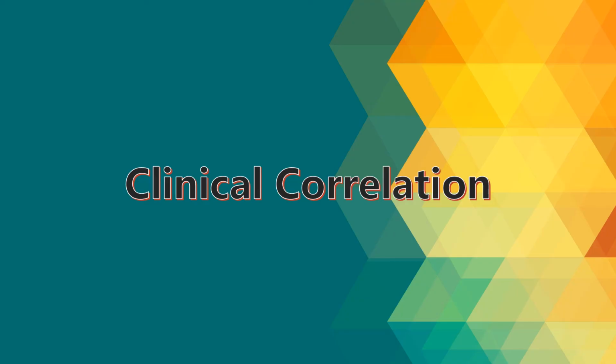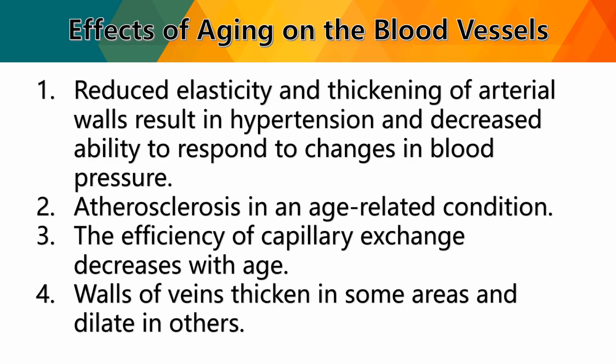Next will be the clinical correlation. So, the effects of aging on blood vessels. Of course, there are a few effects if we're getting older on blood vessels. Number one is the reduced elasticity and thickening of arterial walls that results in hypertension and decreased ability to respond to changes in blood pressure. Okay, so as we grow older, as we age, of course, we also deteriorate not only outside but also inside. Okay, and that includes our blood vessels.